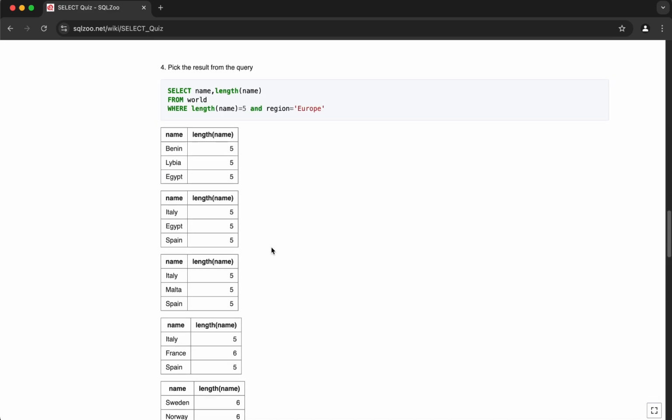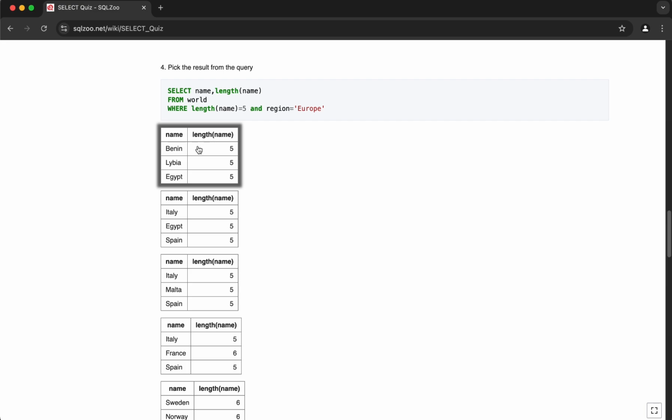Let's come down to question number 4, and it asks us to pick the result from this query. Select name, comma, length name from world where length name equals 5 and region equals Europe. So let me explain to you what's going on here. We're selecting 2 columns. We're selecting the name column, and then we're also, in a sense, creating an extra column that is counting the number of characters, because the length function is used to return a number of characters in a string.